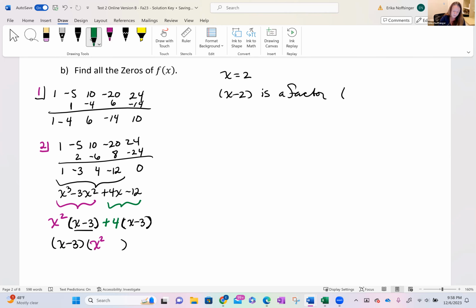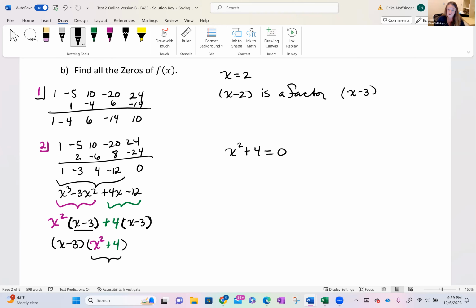And then if I pull my x minus 3 out of that last grouping, I'm left with a plus 4. So x minus 2 is a factor, but we also see that x minus 3 is a factor. I wanted to see here x squared plus 4. I want to know, when is this equal to 0?